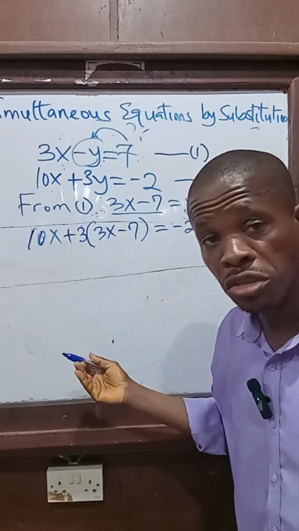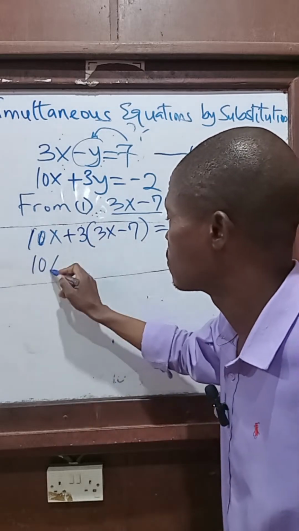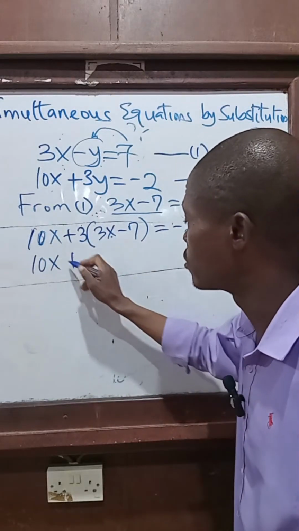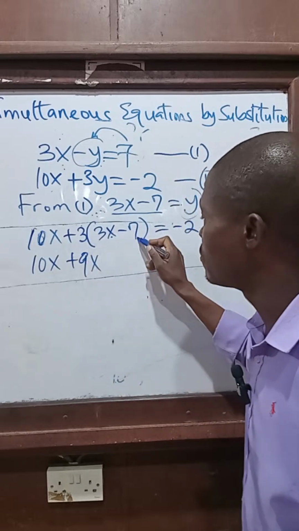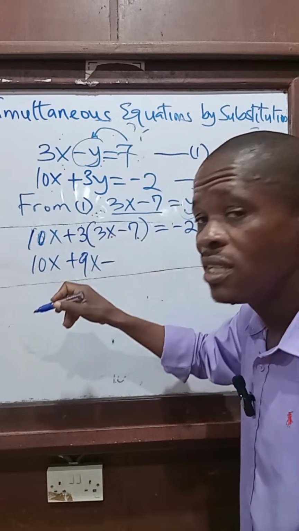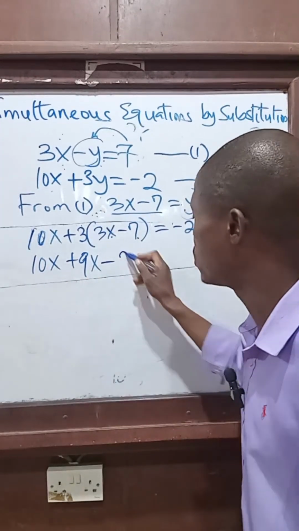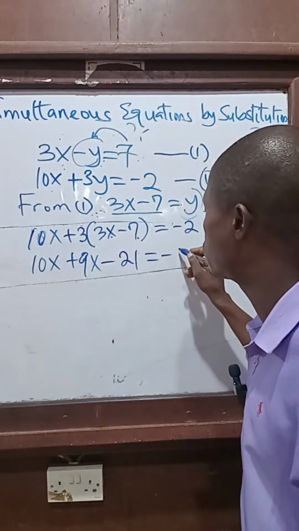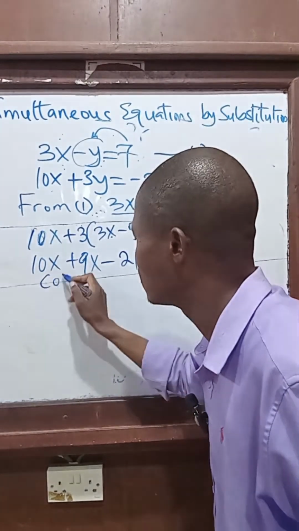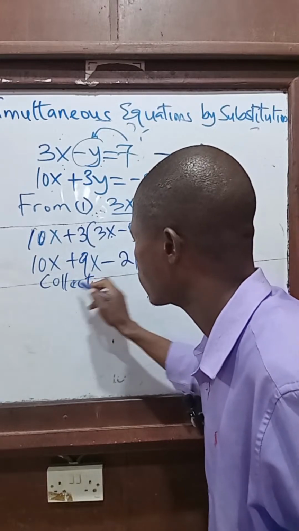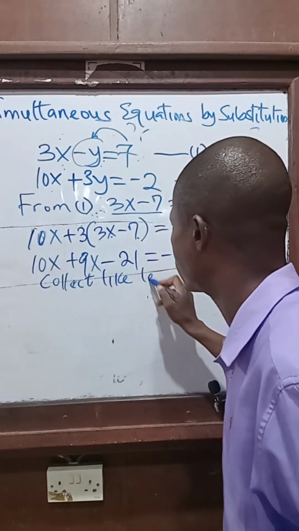Then do the expansion. This will be 10x. 3 times 3x, that's 9x. 3 times minus 7, that's minus 21. Equal to minus 2. Then the next thing to do is to collect like terms.